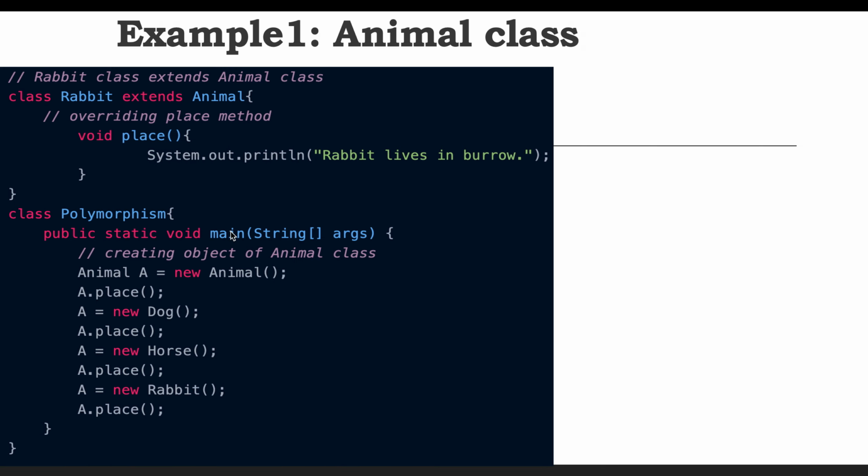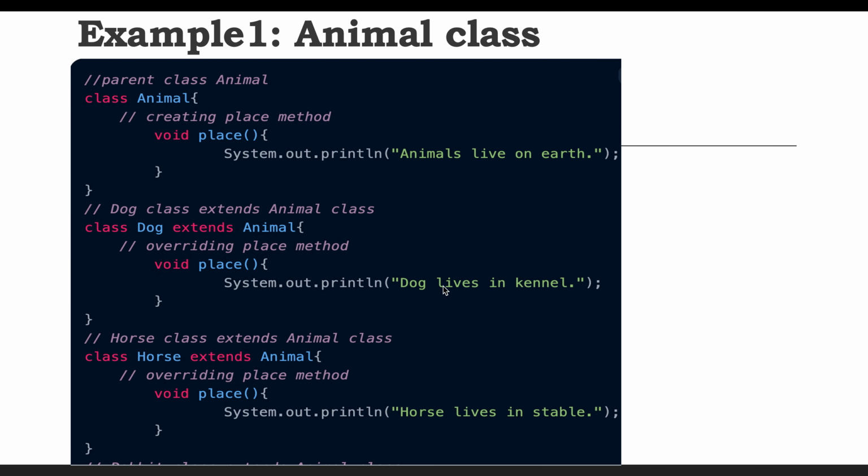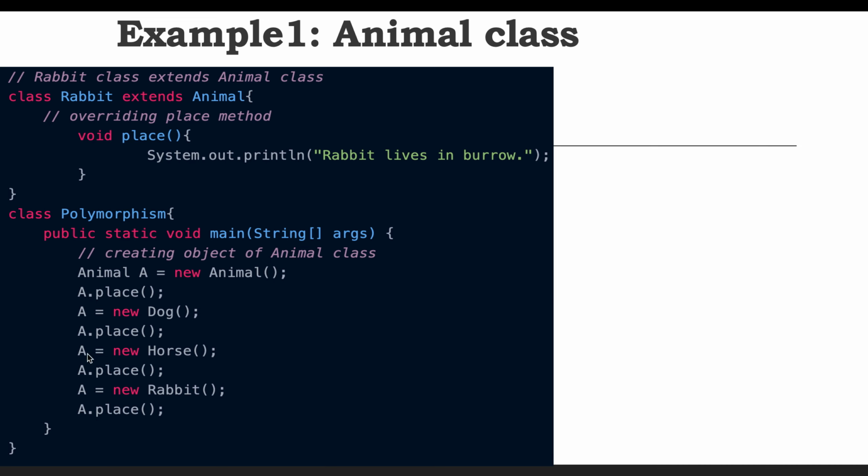But let's say the same object is created and assigned a different object, like a subclass object, in this case a Dog, and then we call the a.place method, the same method only. Then it is going to behave like a child class. Since it is behaving like the child class Dog, it is going to call the Dog class implementation, like "dog lives in kennel". Similar to that, in the same object, if we provide a Horse type object and call the place method, this object is going to behave like a child class of Horse and call the Horse place method. And similarly for Rabbit.